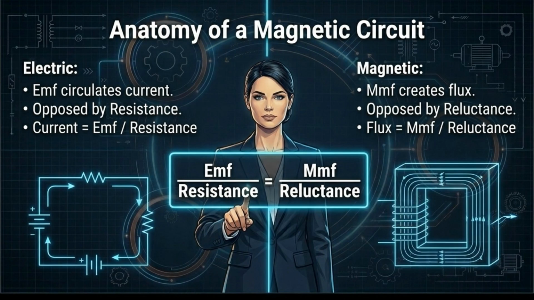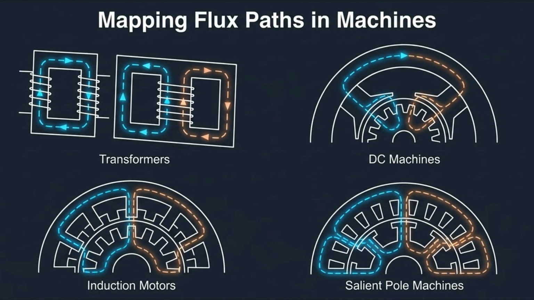The anatomy of a magnetic circuit parallels an electric circuit. Electromotive force, or EMF, circulates current, while magnetomotive force, or MMF, creates flux. Reluctance opposes MMF, just as resistance opposes EMF. We must map the flux paths within different machine types. The path varies significantly between transformers, DC machines, induction motors, and salient pole machines, influencing the magnetic circuit calculations.